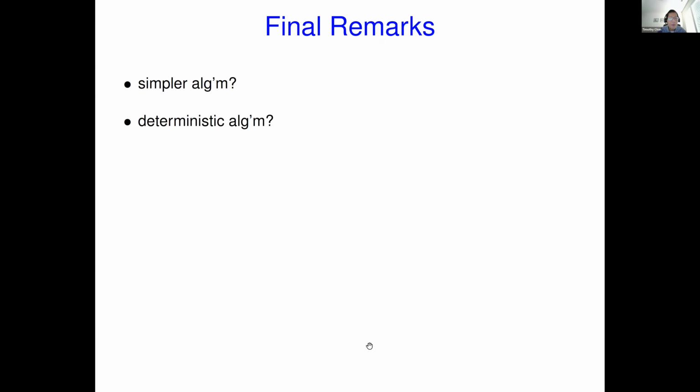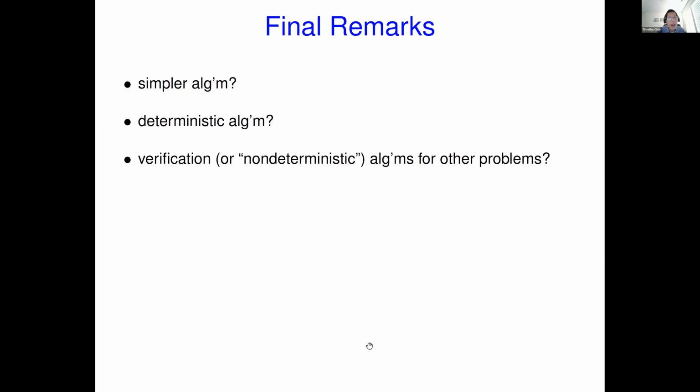What about deterministic algorithms? As I said, actually the only part that uses randomization is Ramos's recursion, so everything else is already deterministic. And also the idea of a verification algorithm or non-deterministic algorithm is quite interesting in its own right. Can you study verification algorithms for other problems in computational geometry? In the crazy part, we have a pretty general way to reduce a problem to the verification problem. So are there other applications of this idea of using non-determinism?